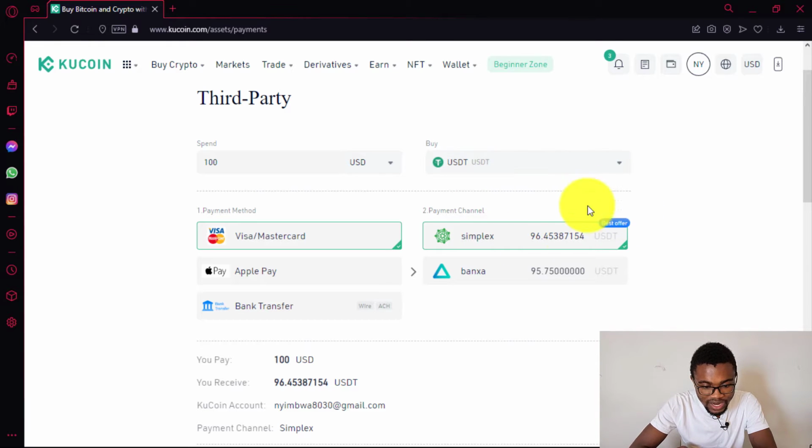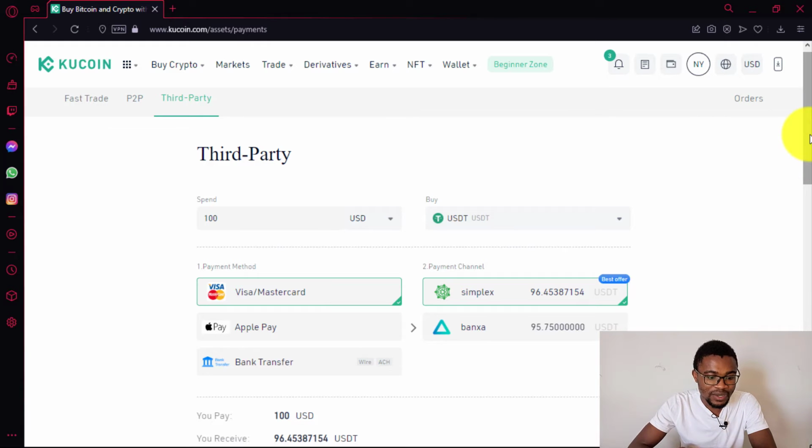Then around $96 is going to be credited to your Kucoin main account. So this is the fastest way of adding money to your Kucoin account. So you can go ahead and use Visa or MasterCard if you want to add money to your Kucoin account.